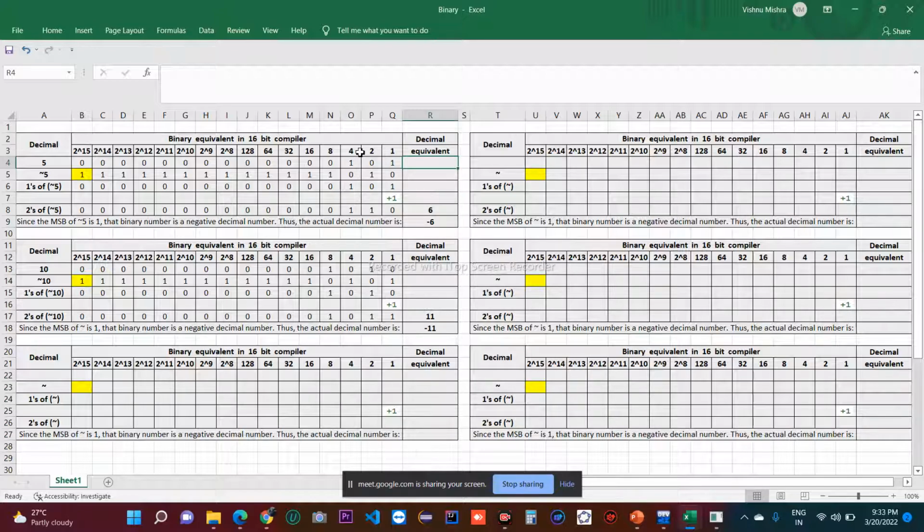तो टर्बो सी प्लस प्लस वगैरह, डेव सी प्लस प्लस, ये सब क्या है? ये 16 बिट कंपाइलर्स हैं, ठीक है?